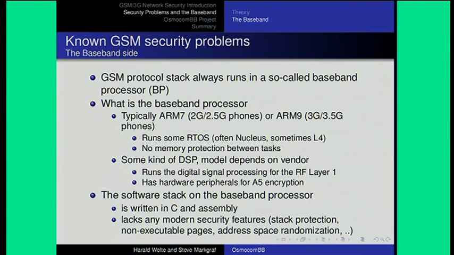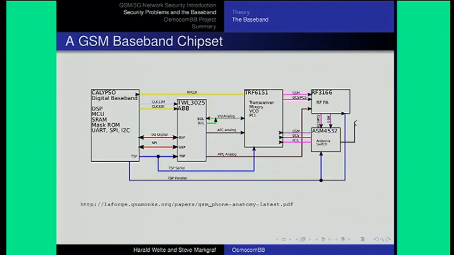Philip Weinmann has already spoken about this yesterday, what kind of things you can do with this. Now, the GSM baseband chipset that we're looking at in the OsmoCom VB project looks like this. This is just a very high-level overview. We have a digital baseband processor on the left-hand side. It contains the DSP, the ARM core, some static RAM, some mask ROM, UART, SPI, the typical microcontroller peripherals, right?